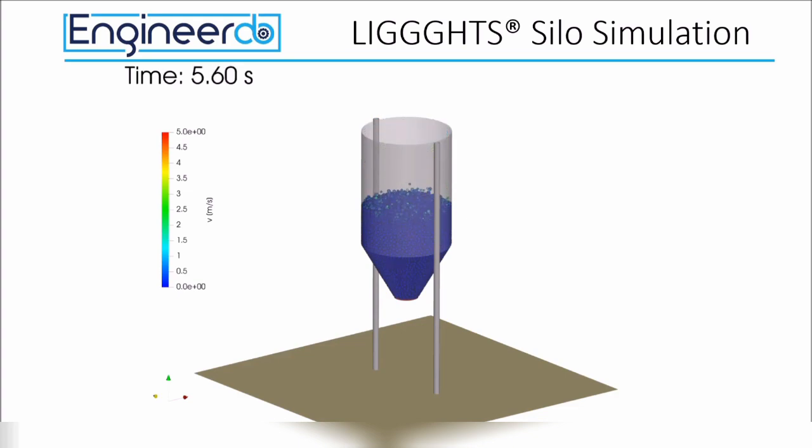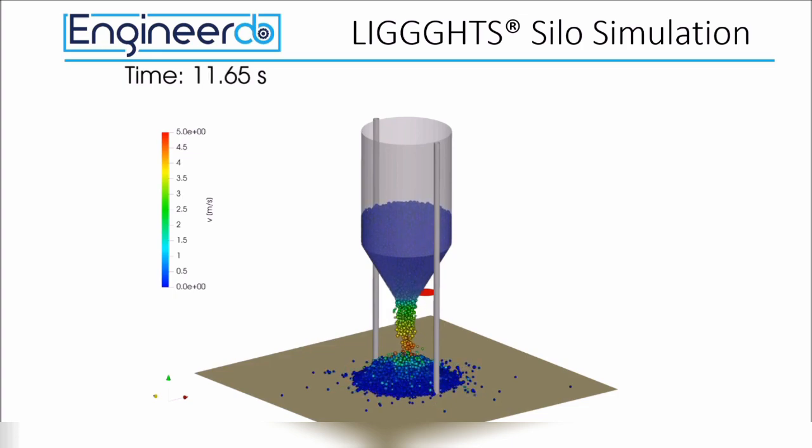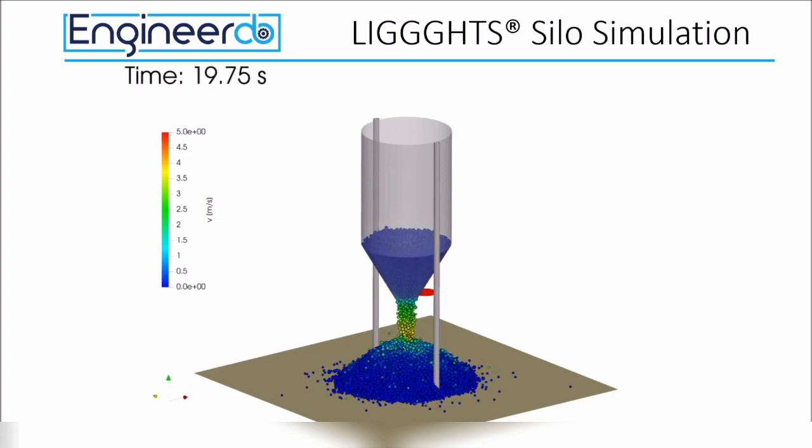In this video I want to show you how easy and fast it can be to do your own discrete element simulation with an open source software. At the end of this tutorial you will be able to simulate the filling and unloading process for each type of silo like you can see here.